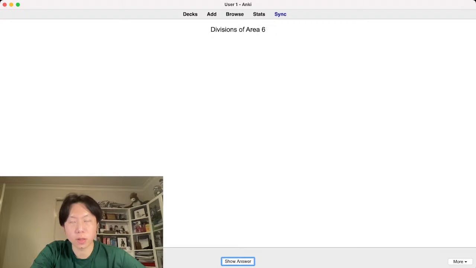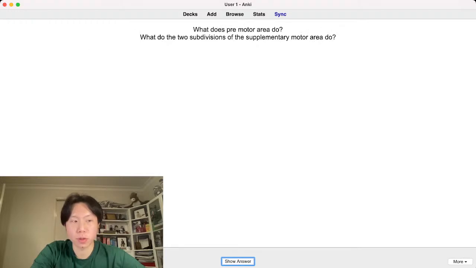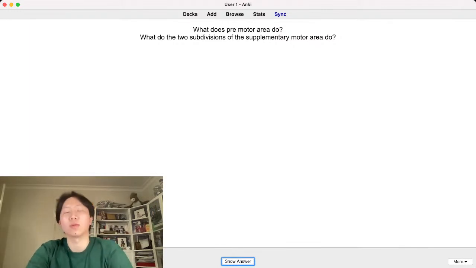You have the premotor and the, I forgot the name, supplementary motor. And then supplementary motor is divided into pre and normal. Cool. What does premotor area do? Two subdivisions of the supplementary motor area.